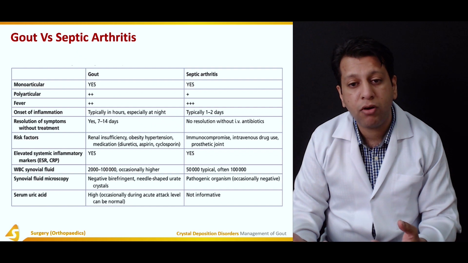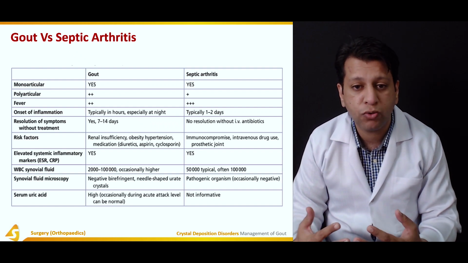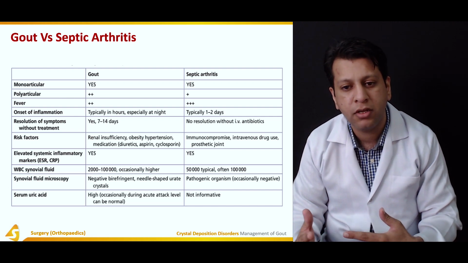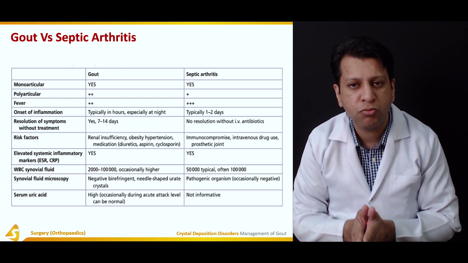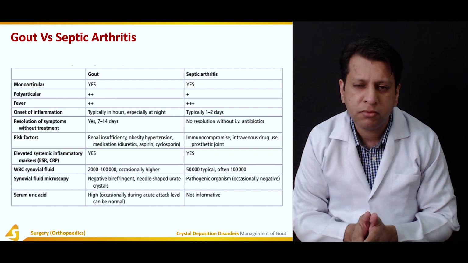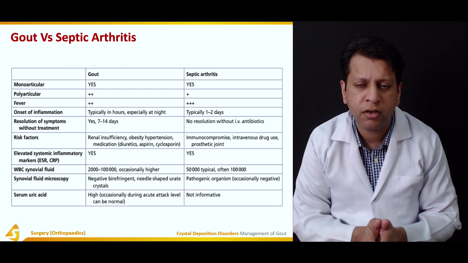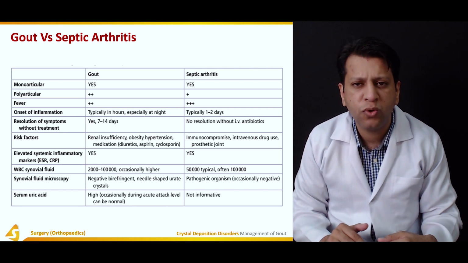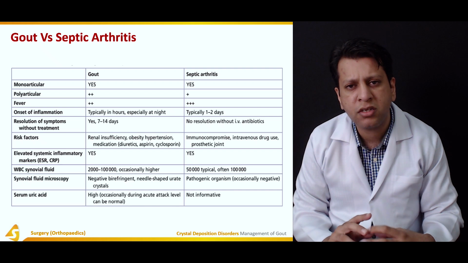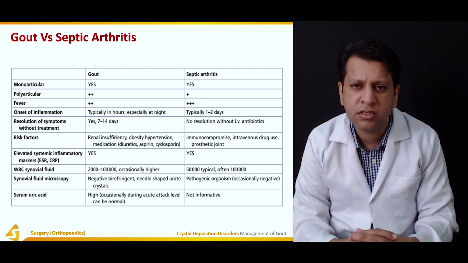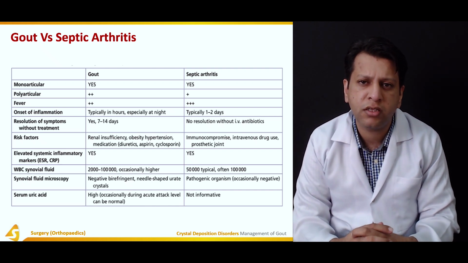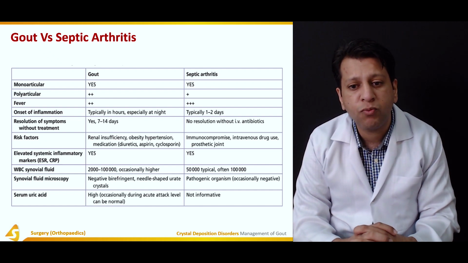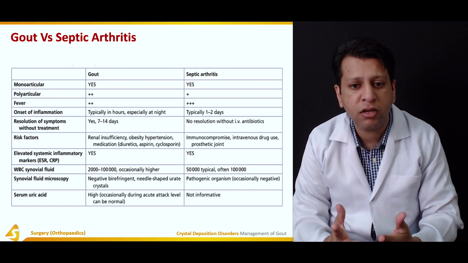This is a table which shows what happens in gout and what happens in septic arthritis. It's usually monoarticular, sometimes only the knee swelling, sometimes only the first metatarsal joint is involved, but gout usually has an increased predilection for the first metatarsal joint, while septic arthritis somehow presents more in the knee rather than the small joints of the body. Sometimes they both can be polyarticular.